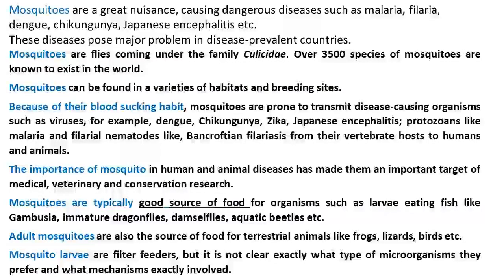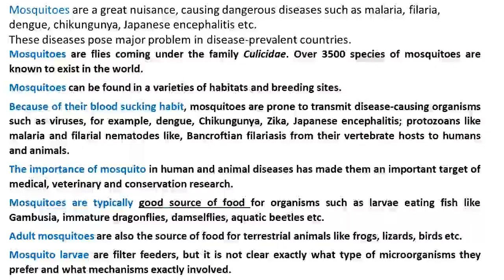Mosquitoes are flies coming under the family Culicidae. Over 300 species of mosquitoes are known to exist in the world. Mosquitoes can be found in variable habitats at their breeding sites. Because of their blood-sucking habits, mosquitoes are prone to transmit disease-causing organisms such as viruses, for example dengue and equine encephalitis, protozoans like malaria, and nematodes like Wuchereria bancrofti filariasis, from the vertebrate host to humans and animals also.